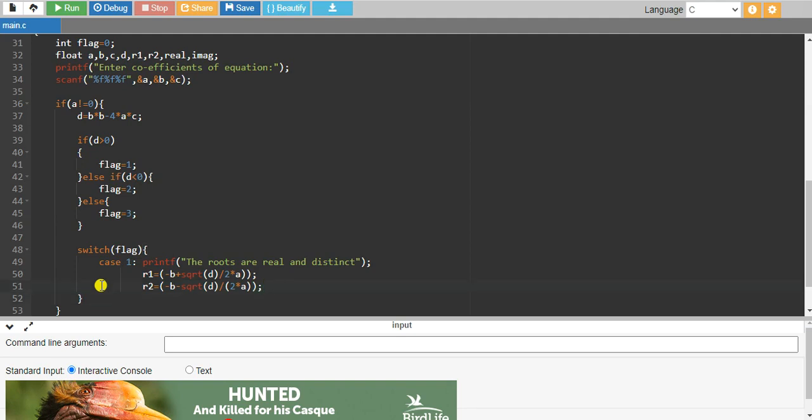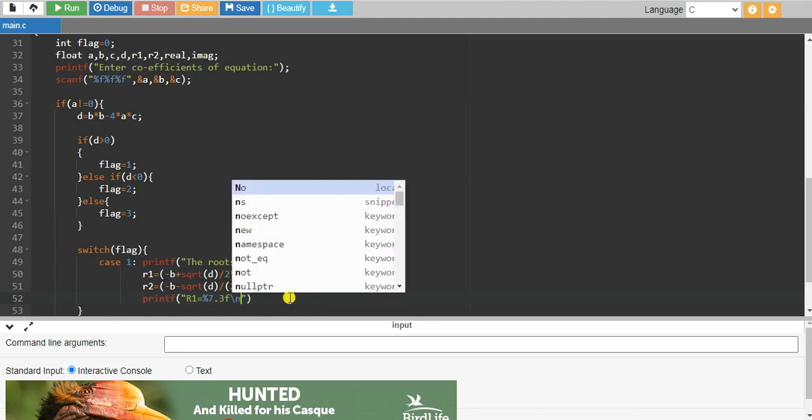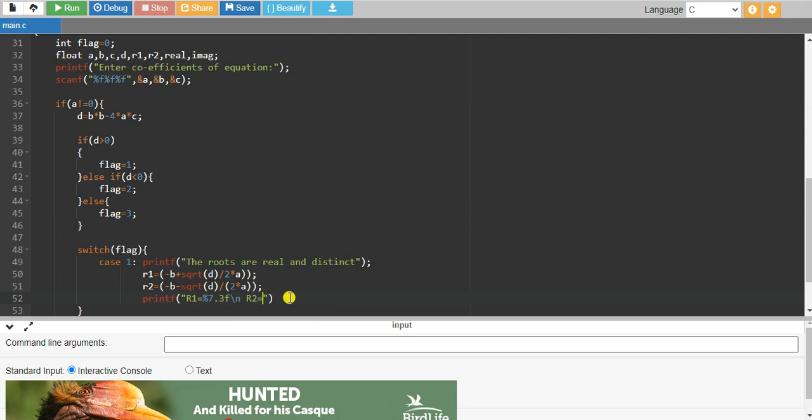So then print them. After calculating, print r1 and r2. For that we have to use printf. Then r1 equal to, because they are floating type, I'll use percentage 7.3f slash n, and r2 equal to percentage 7.3f, then r1 comma r2, that we are printing, and break the execution and come out from the switch case.